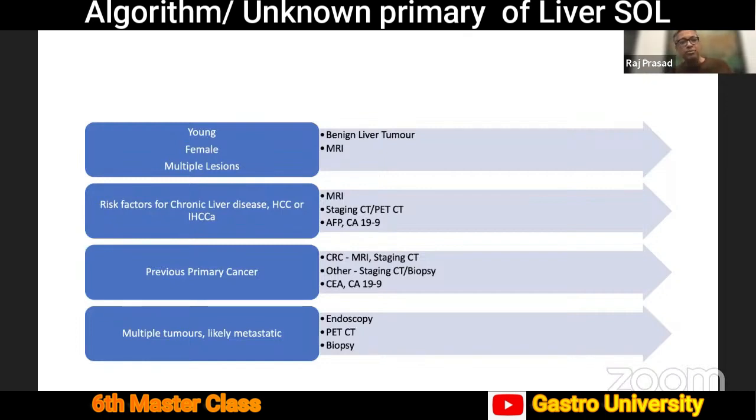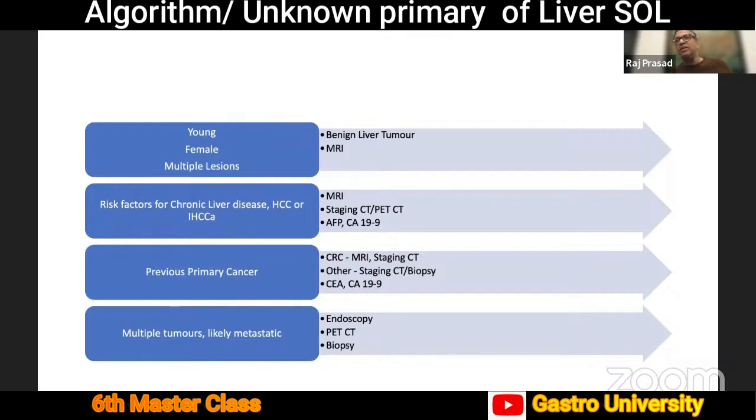Patients who had a previous primary cancer, especially a colorectal cancer, you find multiple liver mets. We do a liver MRI because they may be candidates for resection either straight away or after neoadjuvant downstaging chemotherapy. We also do a staging CT.